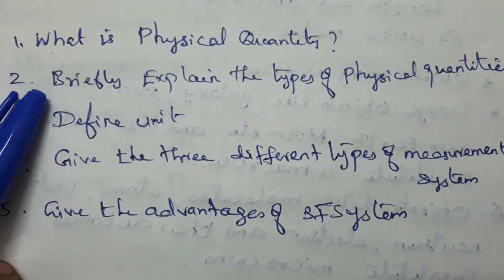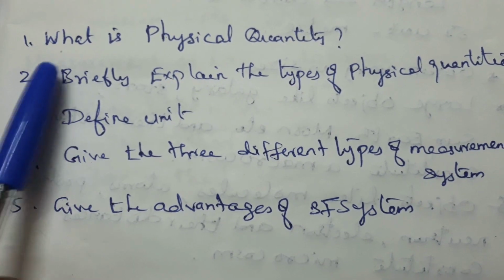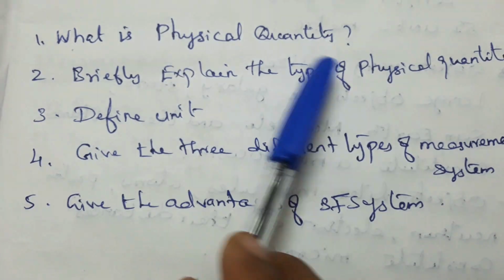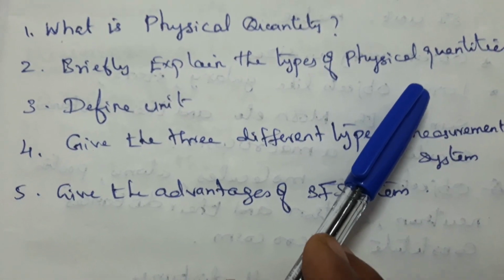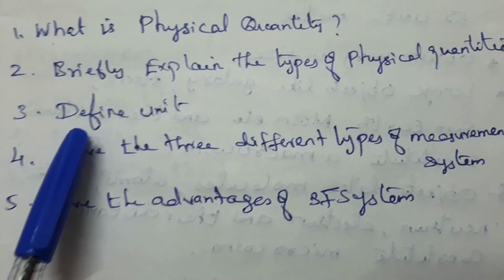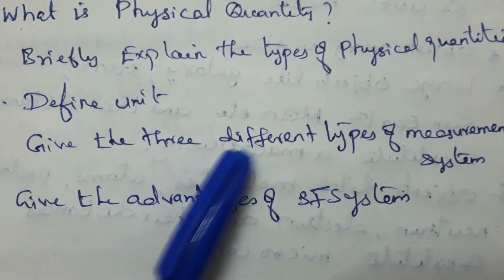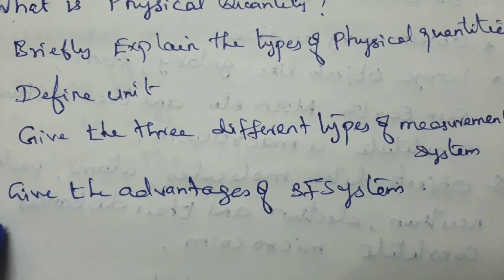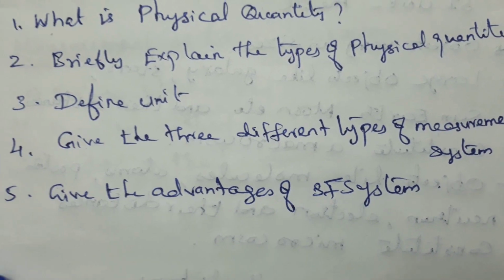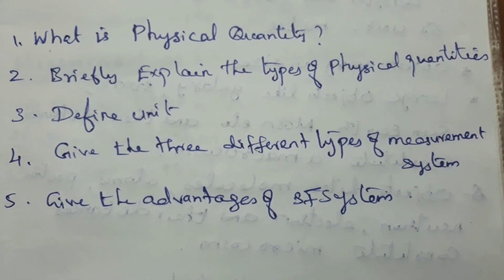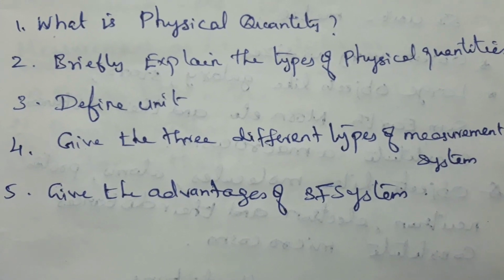Please try to learn the question answers of the following. What is a physical quantity? Briefly explain the types of physical quantities. Define unit. Give the 3 different types of measurement systems. Give the advantages of the SI system. Also learn the basic quantities, derived quantities and their units.